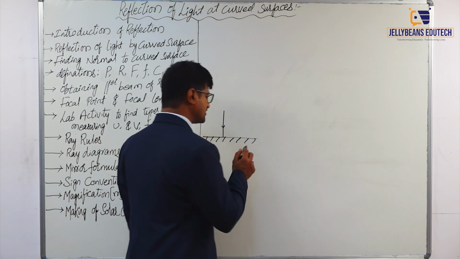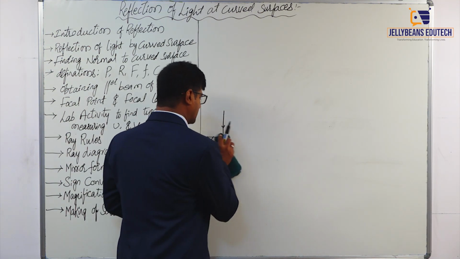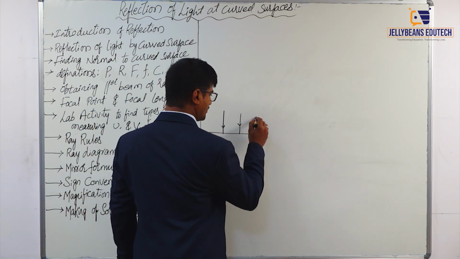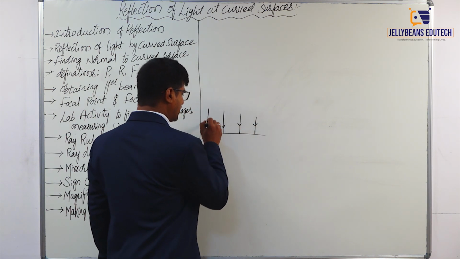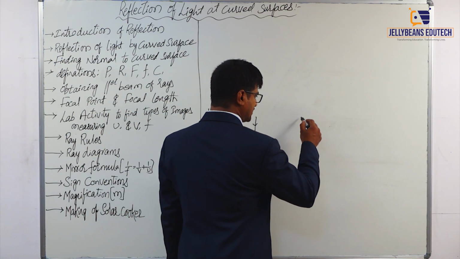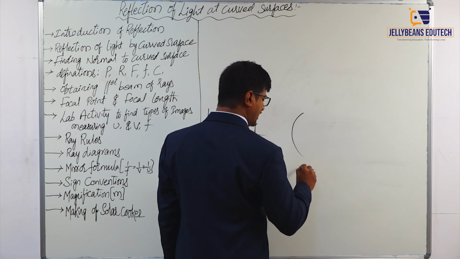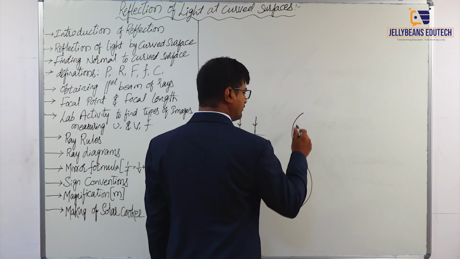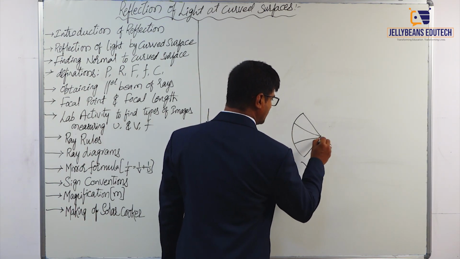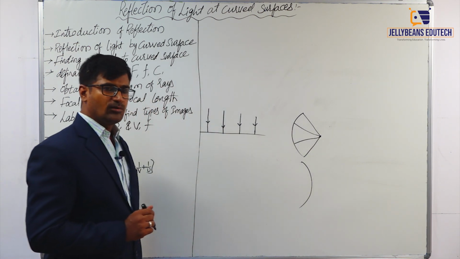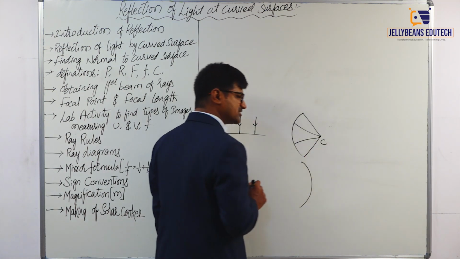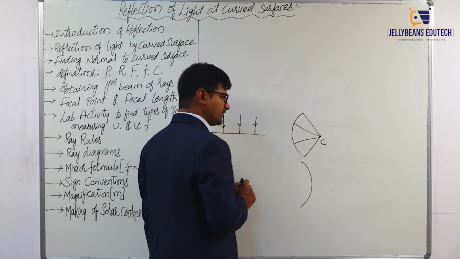Here I consider a rubber strip. On that rubber strip, I place nails perpendicular to the strip. Now I bend it in two ways, like this, or like this. If I bend it like this, all the nails point towards one point. This point is considered the center of curvature.